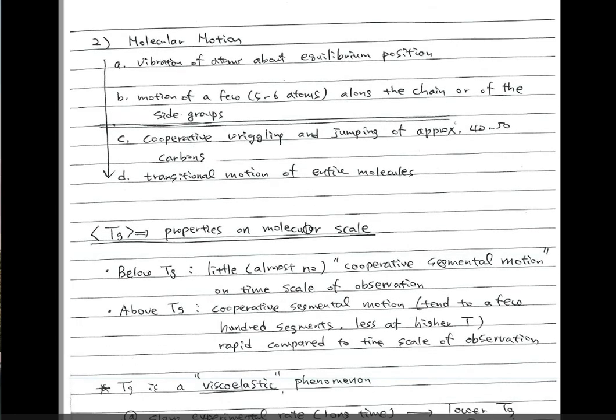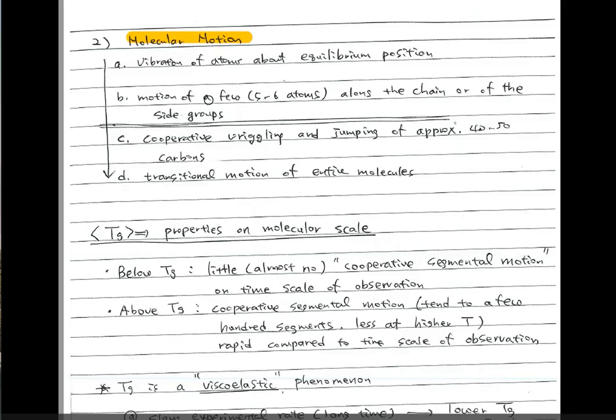So what kind of molecular motions inside polymer chains are related to this glass transition? In terms of molecular motion, there are many different kinds of molecular motions in polymers. Here, 4 different kinds of molecular motions are described. So A is the vibration of atoms about equilibrium position. It's a very small motion, right? The vibration of each covalent bond, on a little bit larger scale.